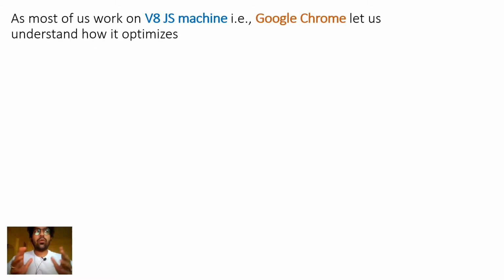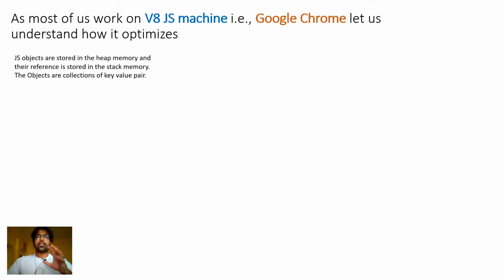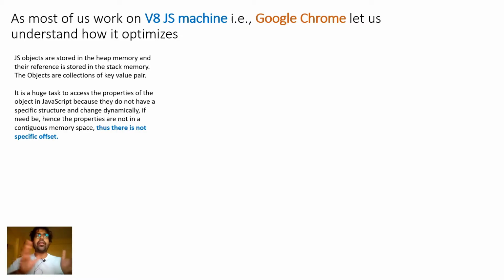Okay, as most of us work on the V8 JS engine, as in Google Chrome, let us understand how it optimizes things. The JS objects are stored in the heap memory, and the references are in the stack memory, as we had discussed. The objects are nothing but key value pairs, as we had discussed again. So it's a huge task for the JS engine to retrieve the properties of an object from the heap memory. Suppose there is a stack memory and there is a heap memory.